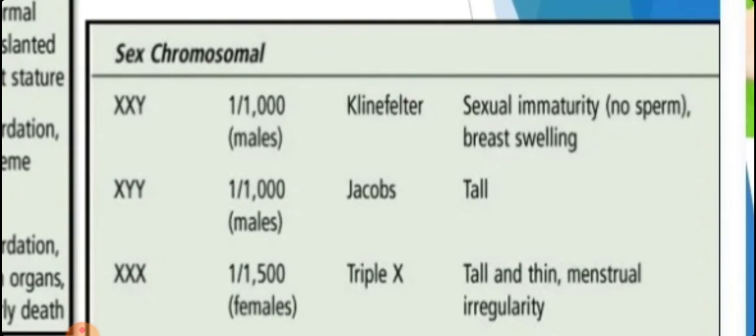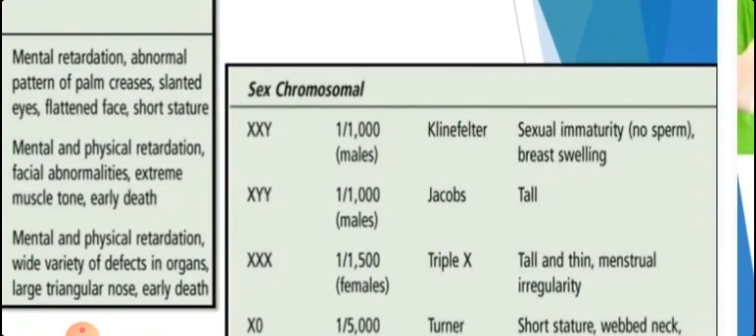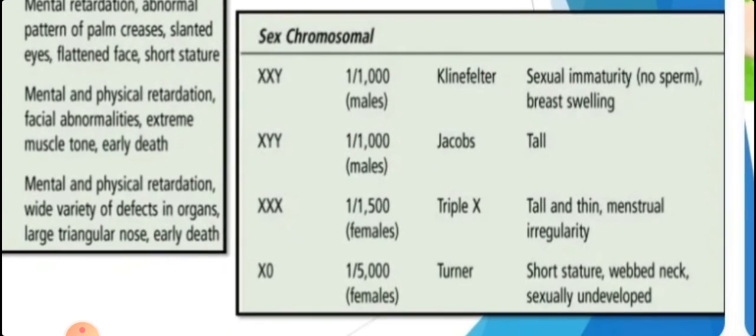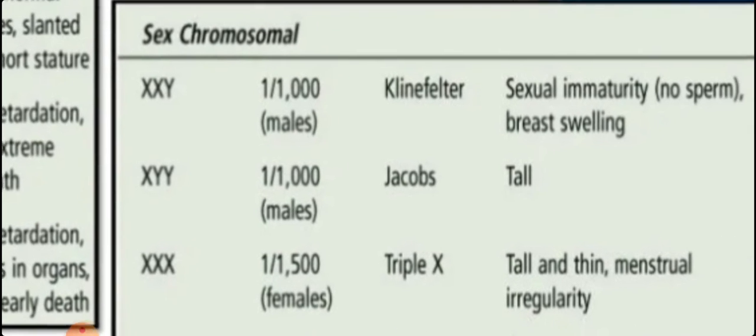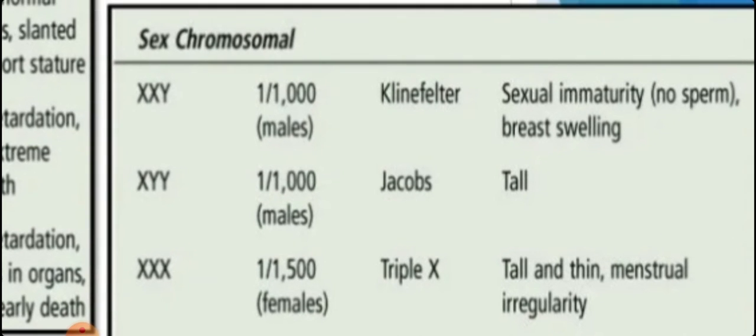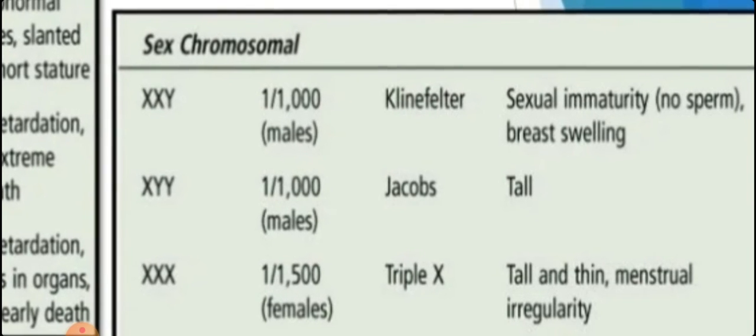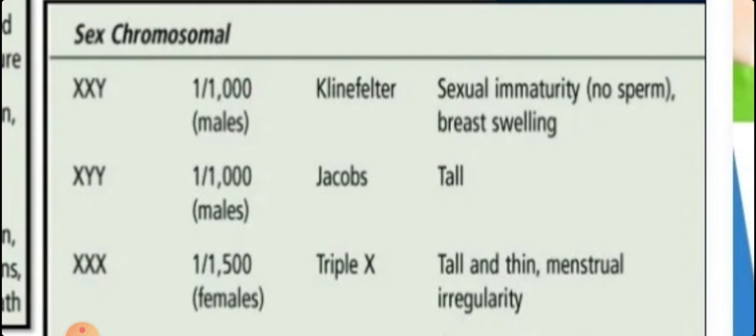In these males, sexual immaturity takes place, there are no sperms, and breast swelling takes place. Next, here there is X and double Y. Here the Y is double, so male characters are more in this. This syndrome is known as Jacobs syndrome, and the males will be tall.